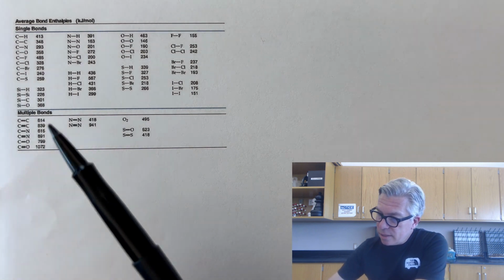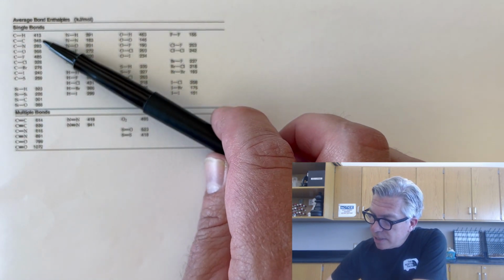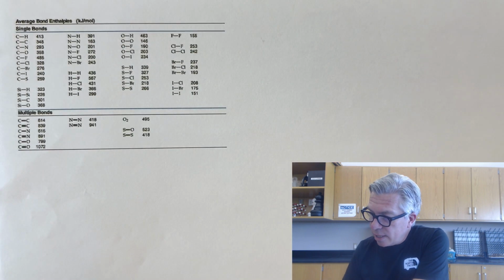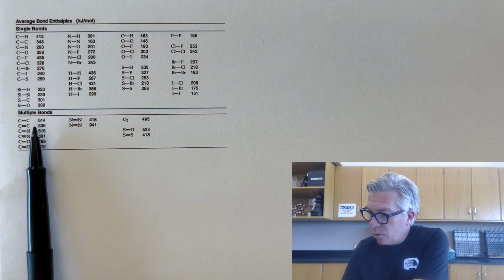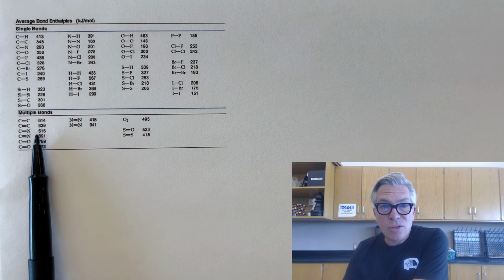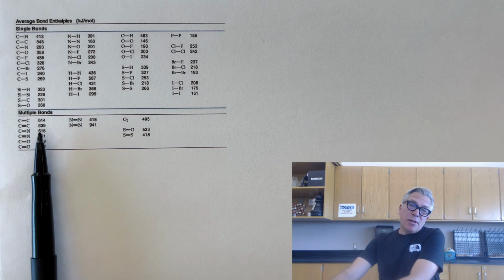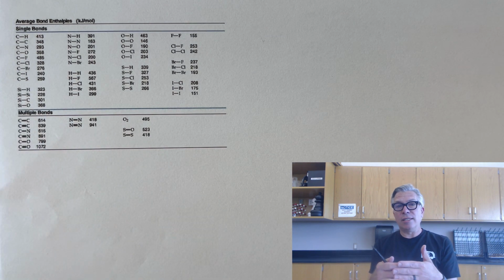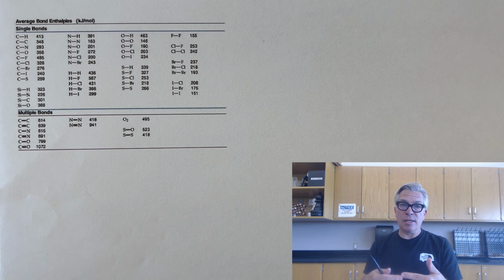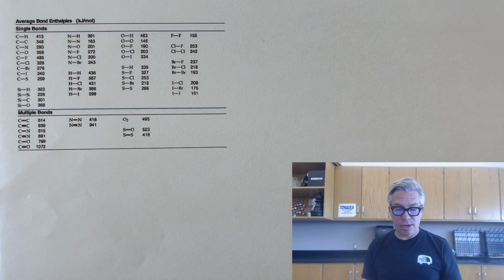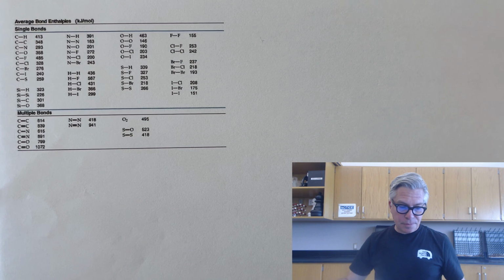And again, notice, you kind of jump around here a little bit. Carbon-carbon single bond is only 348 kilojoules per mole, whereas a carbon-carbon double bond is 614, and a carbon-carbon triple bond is 839. So hopefully it makes sense, if one pair of electrons releases some energy, adding a second pair doing the same thing, and adding a third pair, you'll get higher and higher bond enthalpies.